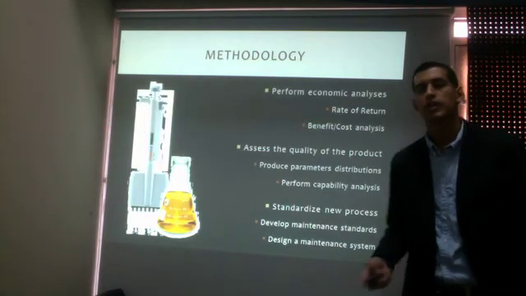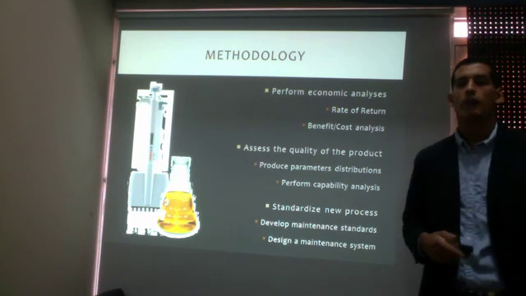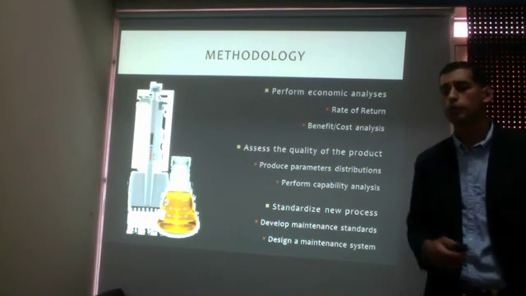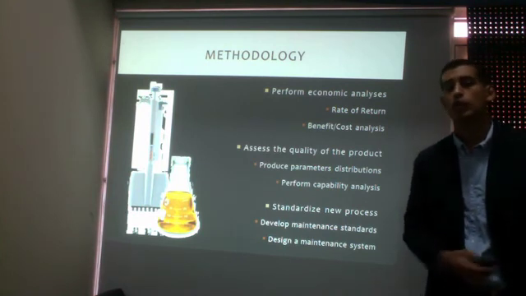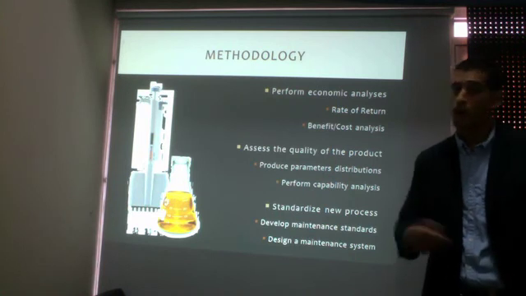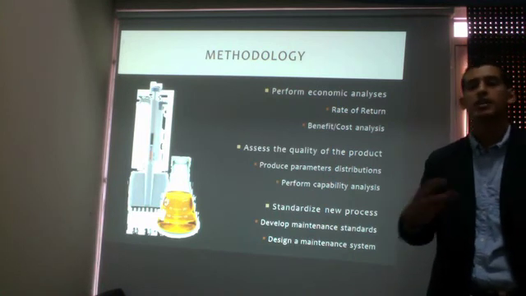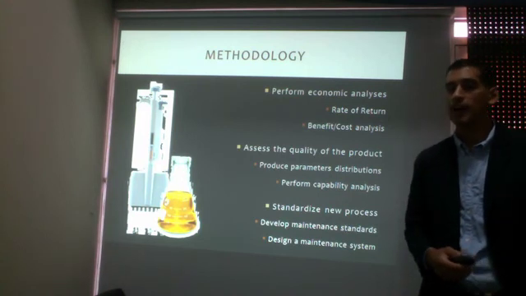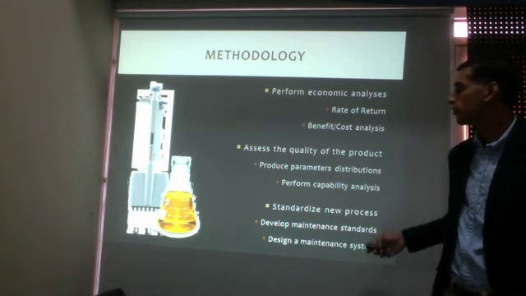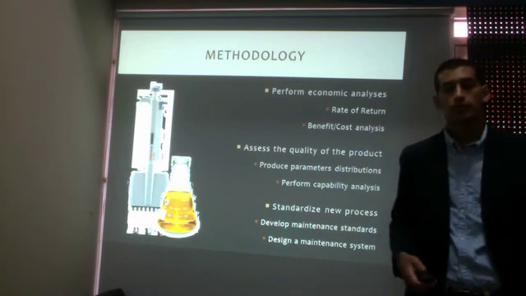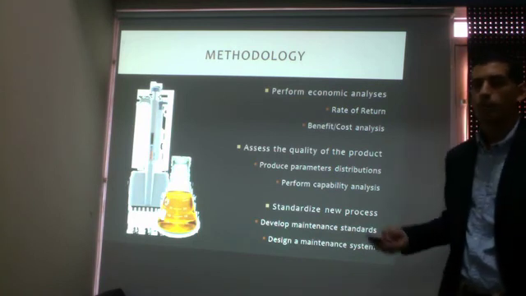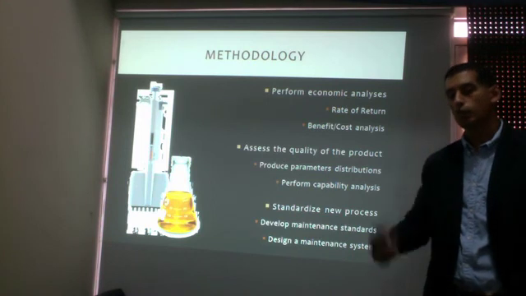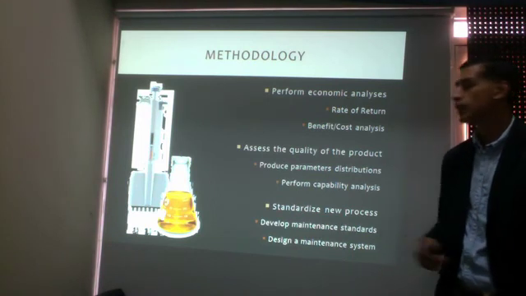In order to achieve the stated objectives, a rate of return analysis will be performed to determine feasibility of acquiring new equipment, as well as a benefit cost analysis to establish the viability of the new process. The current product will be analyzed and parameter distributions will be produced. The results will be then compared to the data obtained from the new process to determine a relative change in quality.